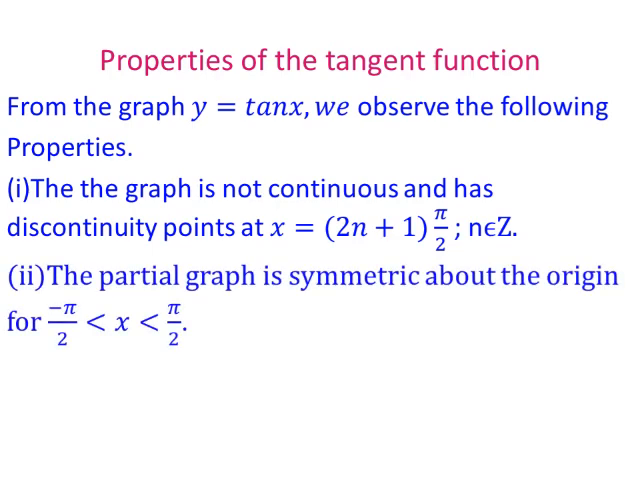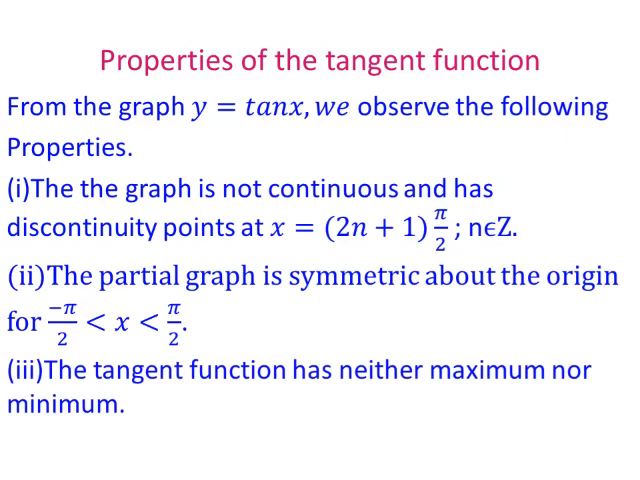Second point, the partial graph is symmetrical about the origin for minus pi by 2 less than x less than pi by 2. That is, we know that the graph is symmetrical about the origin and the particular interval is given from minus pi by 2 to pi by 2. Third point, the tangent function has neither maximum nor minimum. That is, the range of tangent function is from minus infinity to plus infinity. So we cannot say what is the maximum value as well as the minimum value.